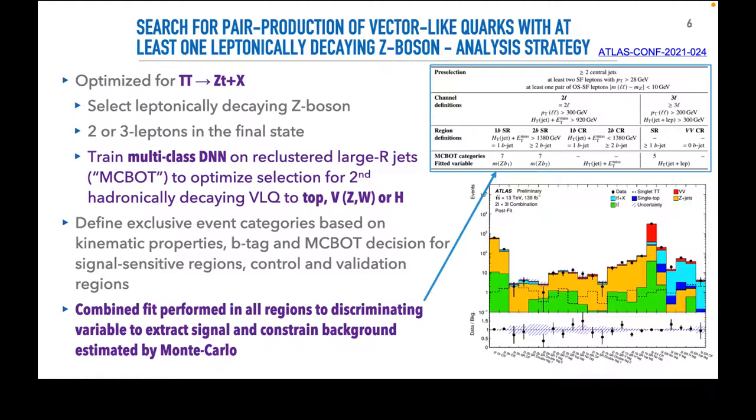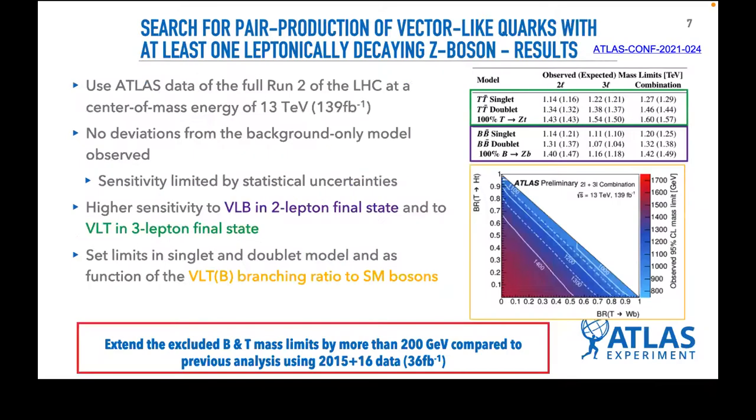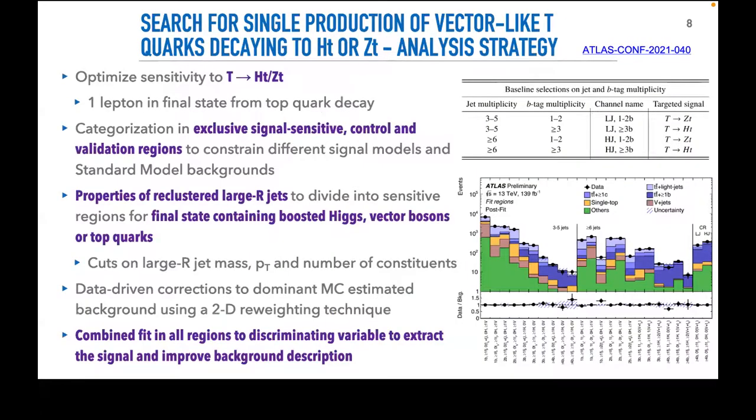So coming to slide 8, to a search for singly produced vector-like quarks decaying. Sorry, slide 7. Slide 7 discussed the limits from this pair production vector-like quark search, and now I'm coming to slide 8, from the vector-like top quarks decaying either. So please go to slide 8. I'm on slide 8. Okay, yes, thank you.